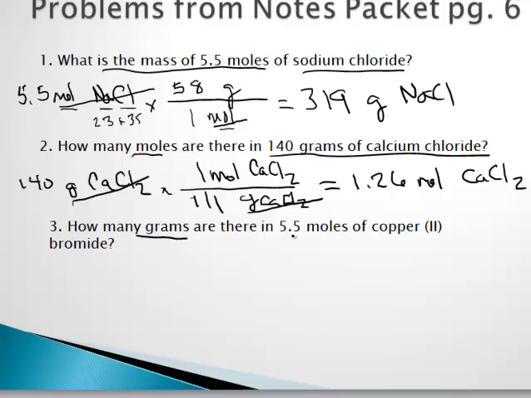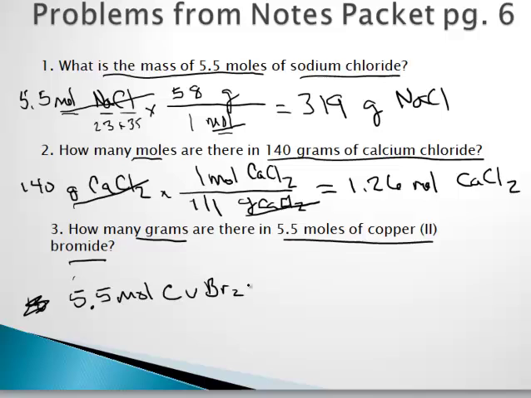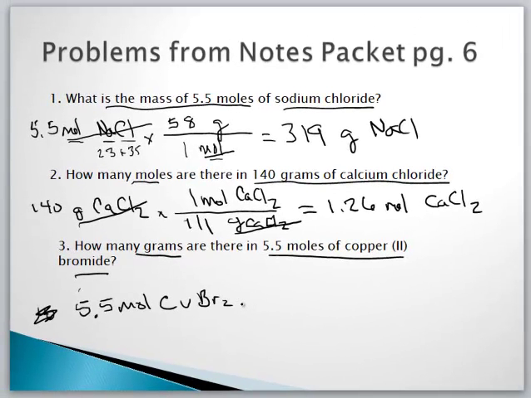How many grams are there in 5.5 moles of copper 2 bromide? So, whoops. Let's try that one more time. Let's start with 5.5 moles of copper 2 bromide, and let's convert that to grams. So we're starting with moles, so we want moles in the denominator. We're going to convert to grams.